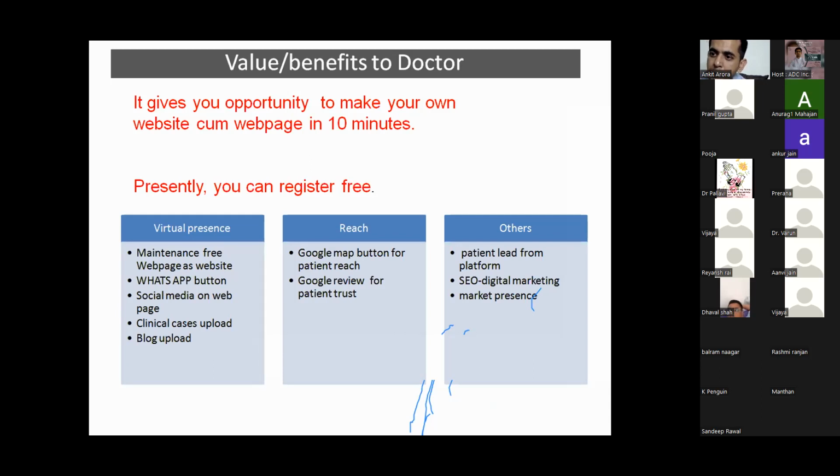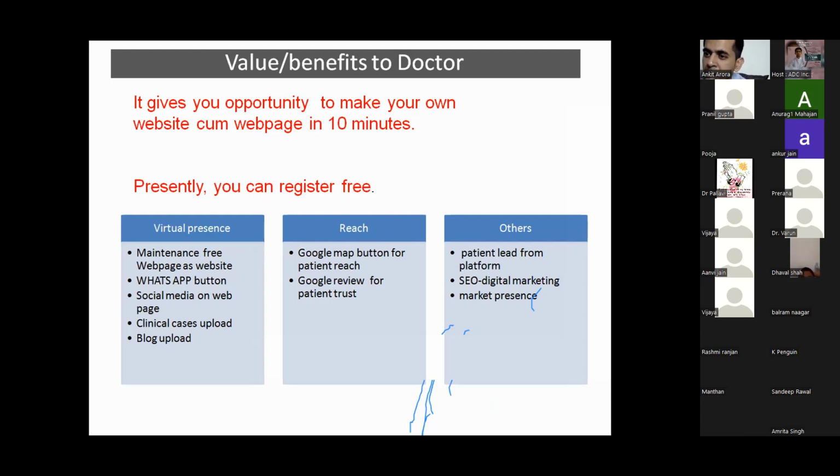Obviously it's in the initial stages, and we have been accredited by Startup India, and we have been getting training from IIM, and God has been fortunate to us to give us such a good platform like IIM. So basically the value and benefit to doctors is that it's a maintenance-free web page or website.